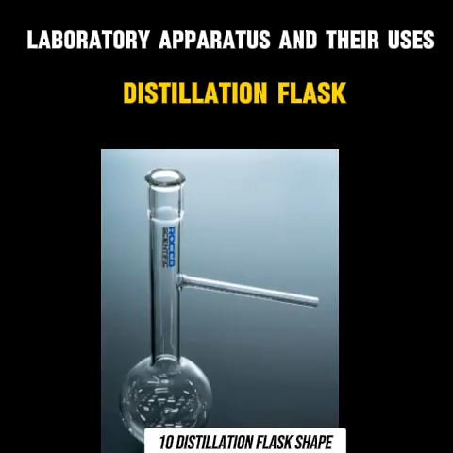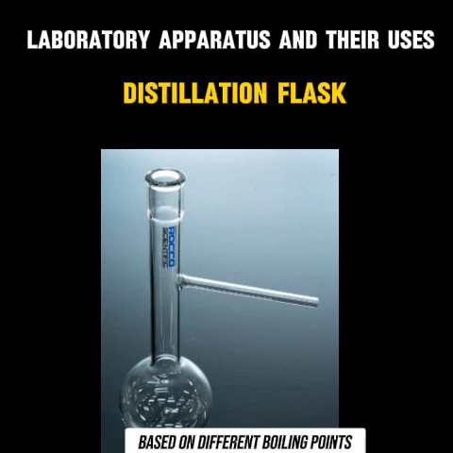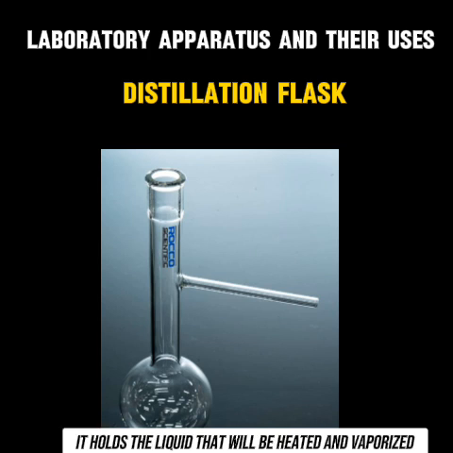10. Distillation flask. Shape: a round-bottomed flask. Use: This flask is used in the distillation process for separating mixtures based on different boiling points. It holds the liquid that will be heated and vaporized.